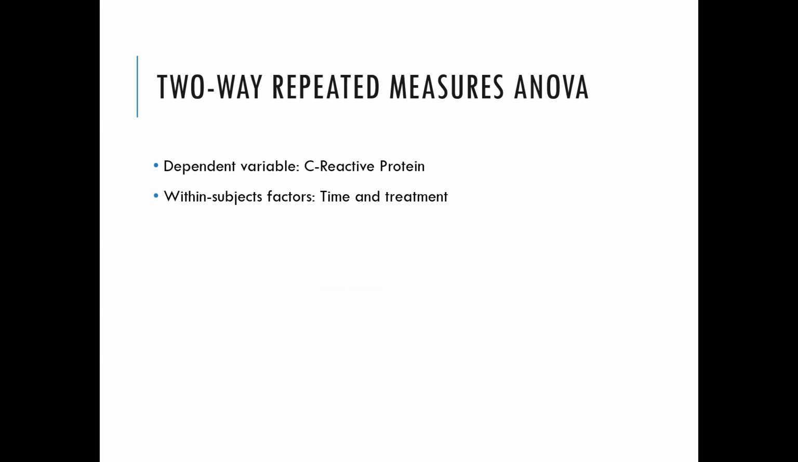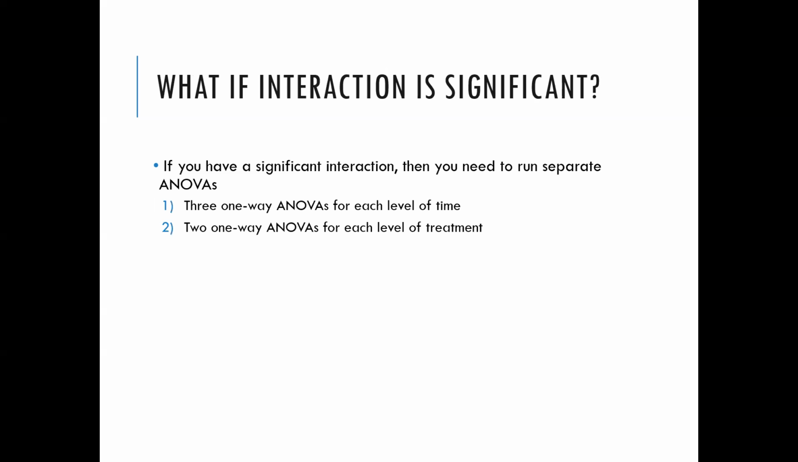So in this two-way repeated measures ANOVA, our dependent variable is C-reactive protein, and then we have 2 within subjects factors, time and treatment. Okay, so what if the interaction is significant? Then we need to run separate ANOVAs. So in this case, we would run 3 one-way ANOVAs for each level of time. So baseline, midpoint, and the end of the study, and then 2 one-way ANOVAs for each level of treatment. So control, and then the intervention, the exercise intervention.